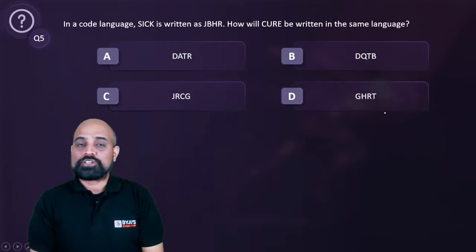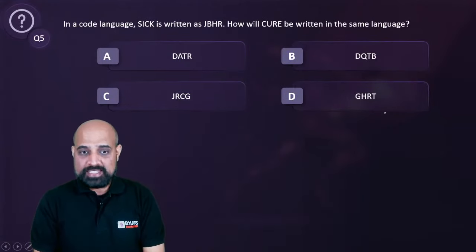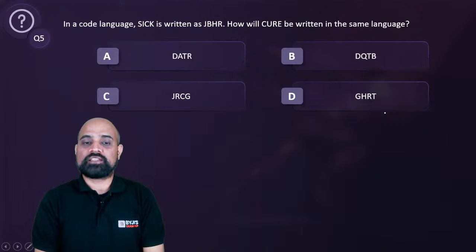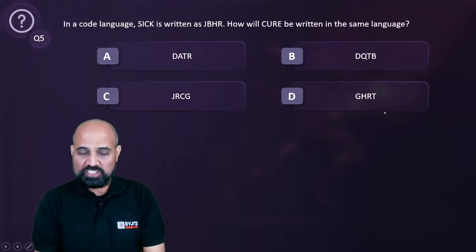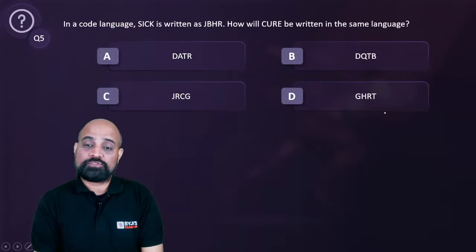Encoding decoding question. In a code language, SICK is written as JBHR. How will CURE be written in the same language? So there is something happening, some encoding is happening, some change in the sequence of the letters is happening when we write SICK as JBHR. We need to figure out that encoding, and fill out CURE the same way.